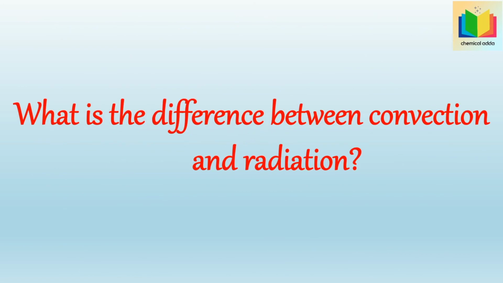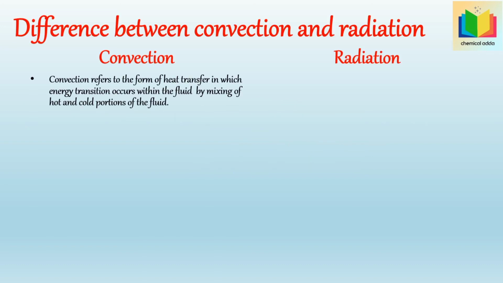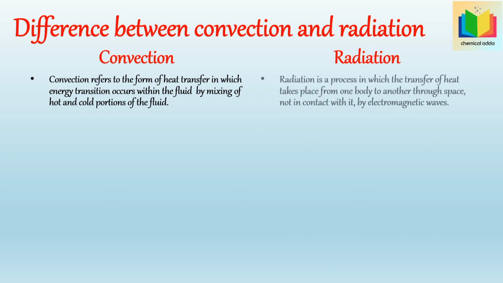Now, next question. What is the difference between convection and radiation? The difference between convection and radiation is: convection refers to the form of heat transfer in which energy transition occurs within the fluid by mixing of hot and cold portions of the fluid. And radiation is a process in which the transfer of heat takes place from one body to another through space, not in contact with it, by electromagnetic waves.